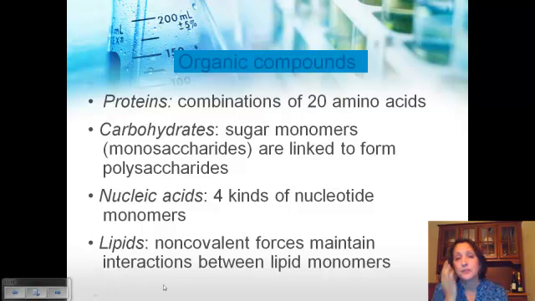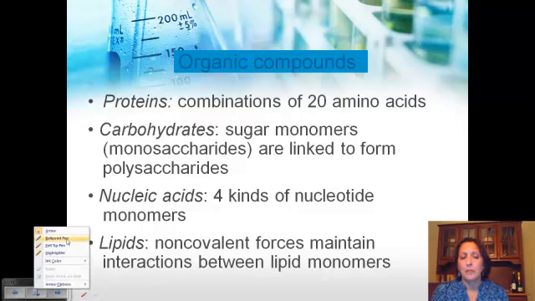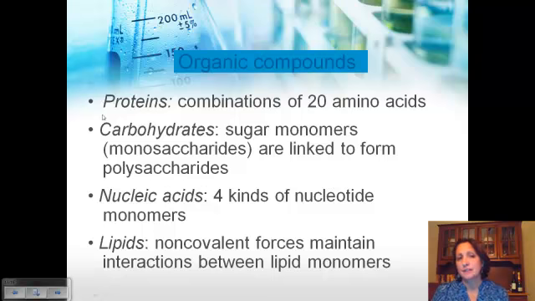Okay, I'm going to introduce the organic compounds and then talk about some of their properties. In the next lecture, we're going to go into more detail on each of these groups. So in the biomolecules, we have inorganic water, which we've been talking about, and then we have 4 classes of organic compounds. So we have proteins, we have carbohydrates, we have nucleic acids, and we have lipids.